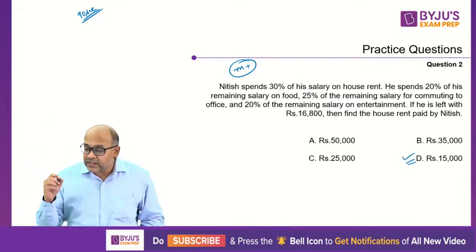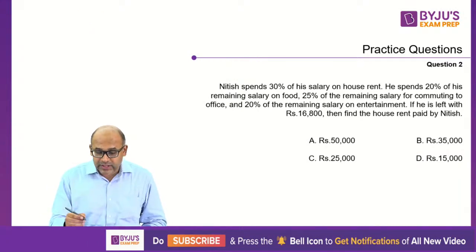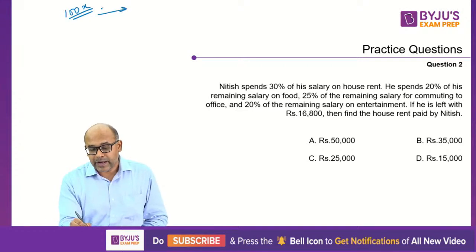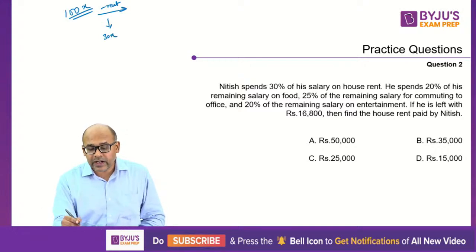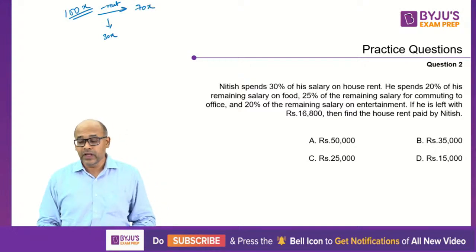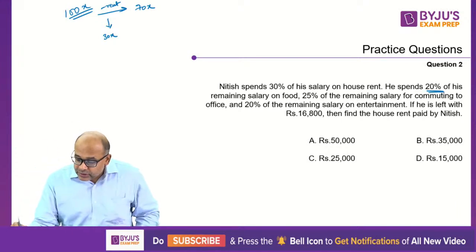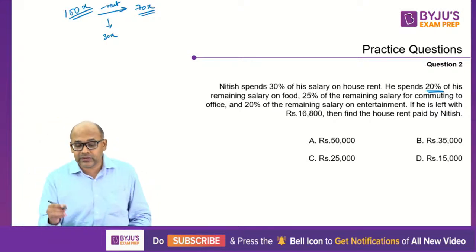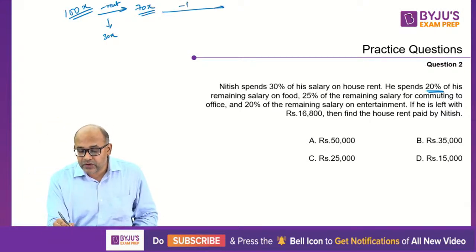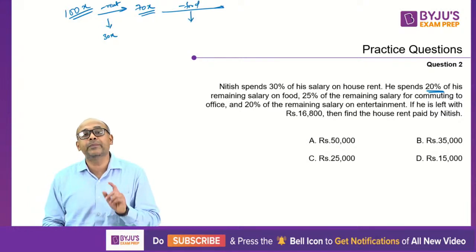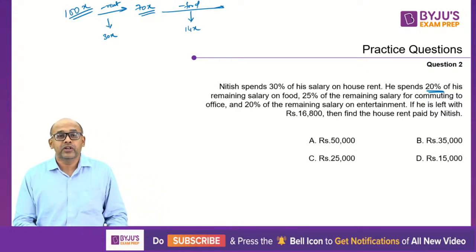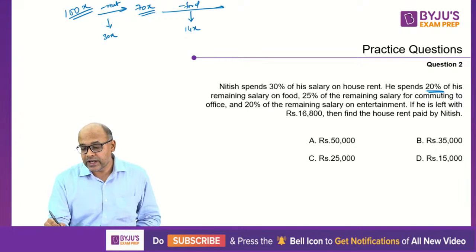So Nitish spends 30% of his salary on rent. Let us say the total salary is 100x. After rent, so rent is 30x. So after rent, what is left? 70x is left. Now, he spends 20% of his remaining salary. In this, 20% is spent on food. So food is 20% of 70, which is 14x. So then what is left? 70 minus 14 is 56x.